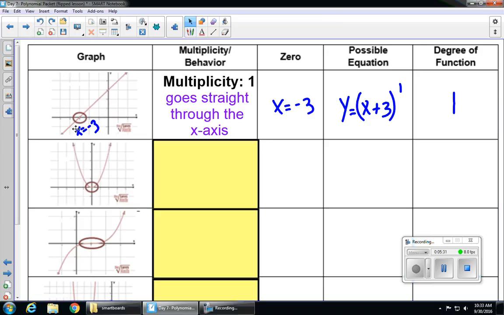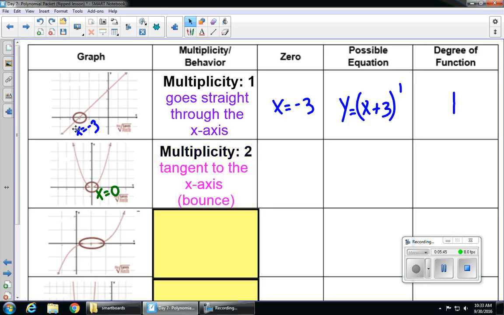Our next graph touches the x-axis at x equals 0, so let's label that. And it kind of touches and then bounces and goes right back up. So this is a multiplicity of 2. It's tangent to the x-axis. It touches once but doesn't cross through, and it has a bounce. So whenever we see something like this, which we're going to call a bounce, we know that it has a multiplicity of 2.